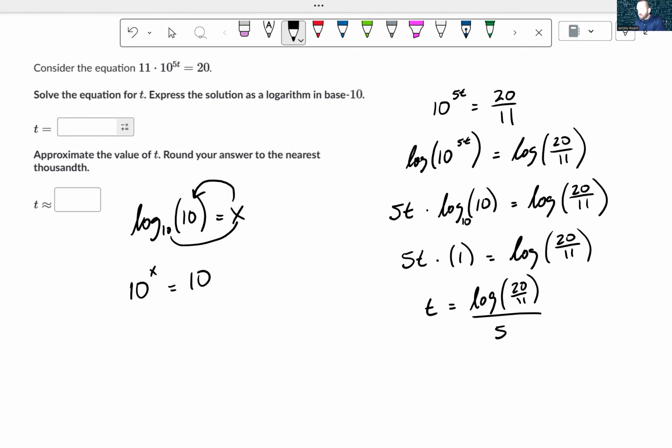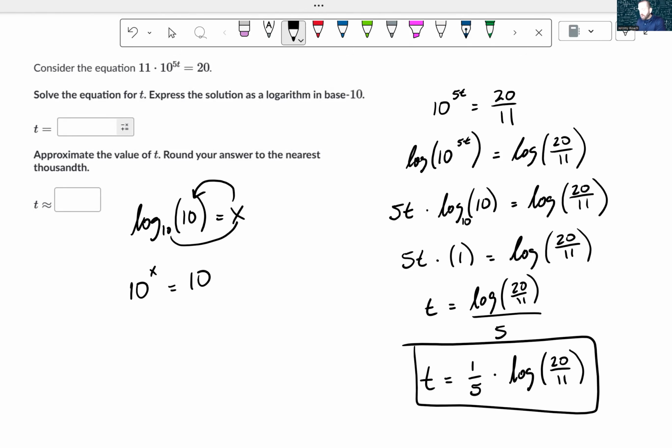This might be an acceptable way to enter it in. I would suggest, though, writing it like this: 1/5 times log 20 over 11. That's just my suggestion for how to write part 1.